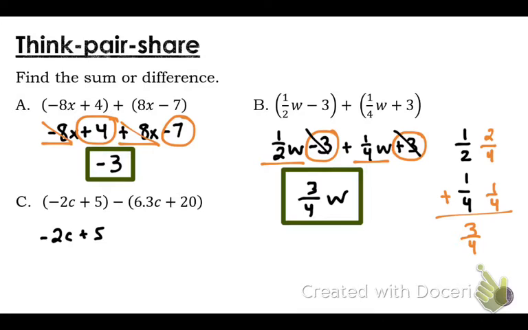Okay, as I walked around, there were quite a few people who made small or silly mistakes. So let's just look at this right now. I'm going to do it where I get rid of the minus sign and change it to a positive or a plus sign. If I do that, what do I have to do to every single term inside of there? Change the sign. So instead of positive 6.3, it will become negative 6.3c. Instead of a plus 20, it will be a minus 20.